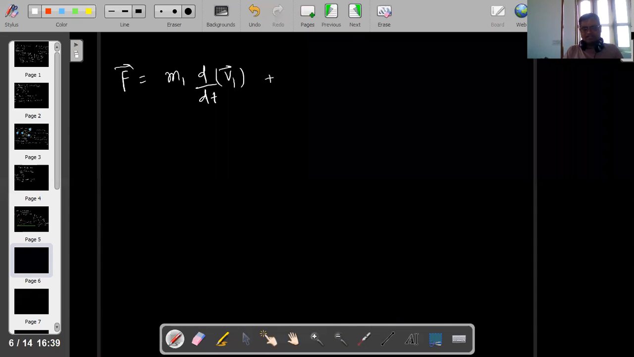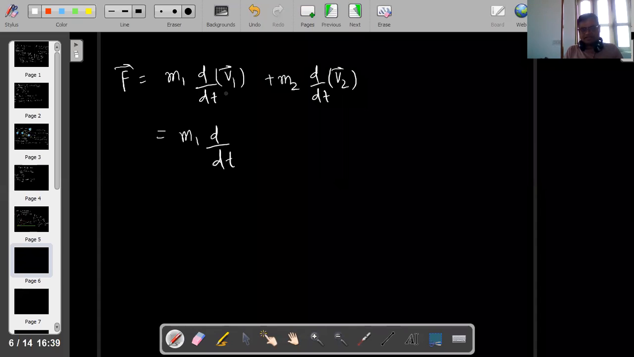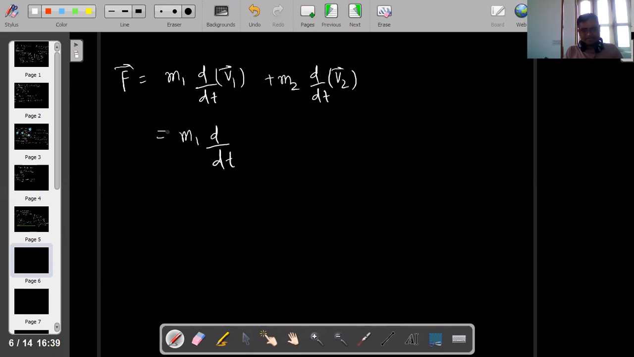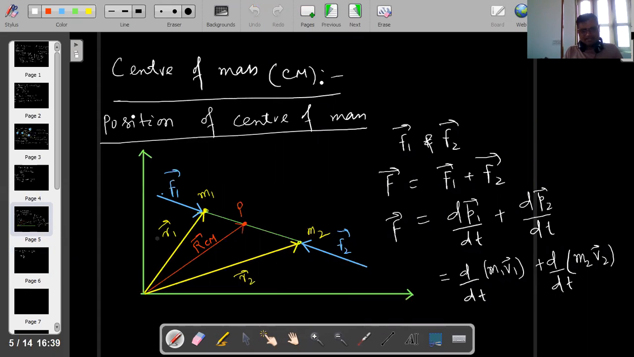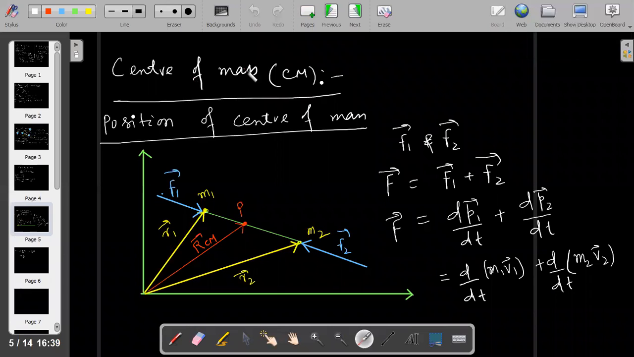M2 is constant, take it out. d by dt of v2. Understand this? Now, m1 into d by dt. Velocity is the rate of change of displacement. v1 is dr1 by dt. Velocity is the rate of change of displacement, dr1 by dt. Is that clear?